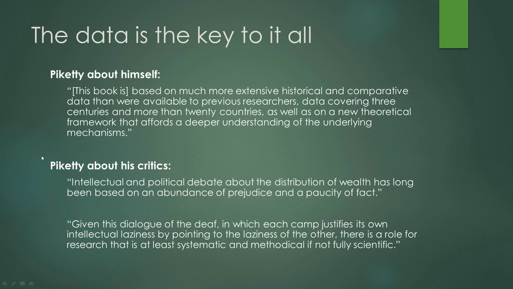He really says that data is the key to everything, because data is the validation of the theory in his argument, and it's also the basis on which he makes his prescriptive claims. And he does this very boldly at the outset of his book. There's a quote you can read for yourself, but he basically says that here in my book, I have brought together the most extensive historical and comparative data set that we've ever been able to assemble on the matter of wealth inequality. He says this is data that covers 3 centuries, more than 20 countries. It's basically a global data set, and applies it to this new theoretical framework that gives us a better understanding of this issue than anyone before us ever has.